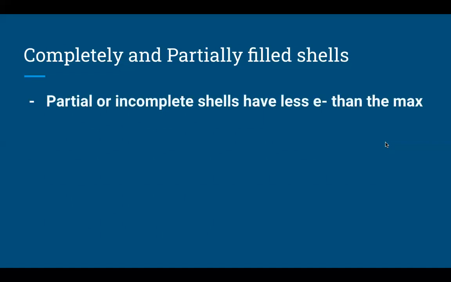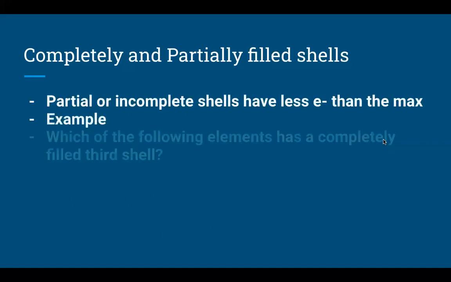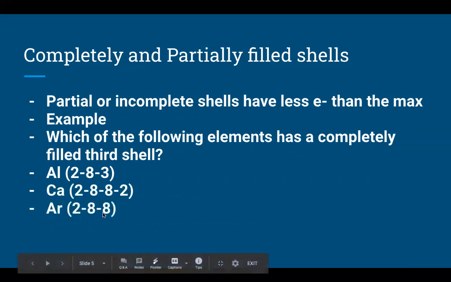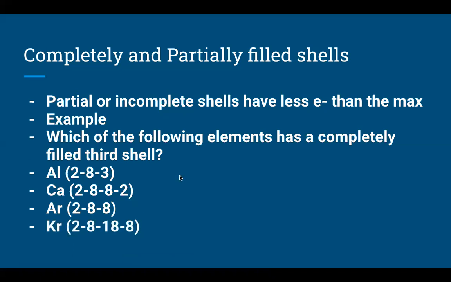Just because there is a maximum amount, that doesn't mean that everything has to be always filled. We do have partially filled or incomplete shells that have fewer electrons than the maximum number. For example, which of the following elements has a completely filled third shell? We have aluminum, 2-8-3, so its third shell has 3 electrons. Calcium, 2-8-8-2. Its third shell has 8. Argon, 2-8-8, 8 in the third shell. And then krypton, 2-8-18-8.